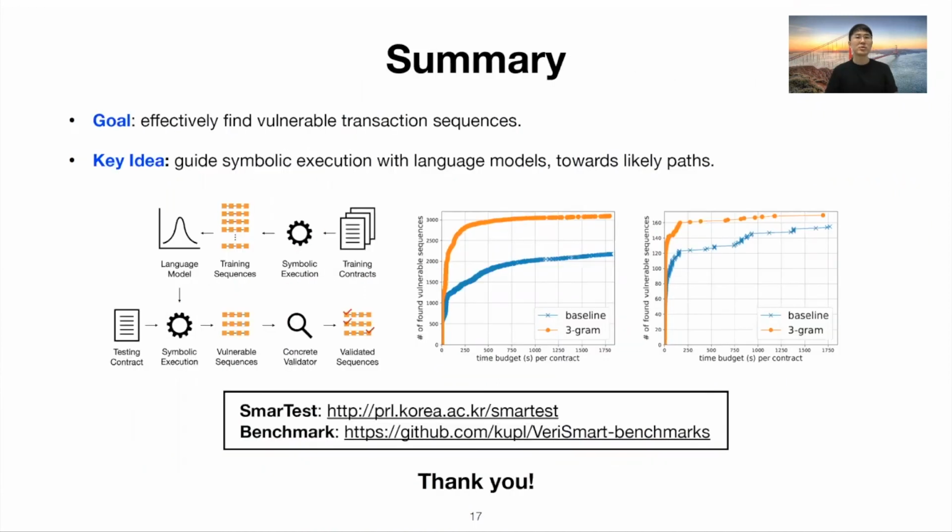To summarize my talk, I presented a new symbolic execution technique for smart contracts. Specifically, our goal is to effectively find vulnerable transaction sequences in smart contracts, which is crucial for practical smart contract analysis. The key idea is to guide a symbolic execution procedure with the language models towards paths that are likely to be vulnerable. The implementation of SmarTest and the benchmarks that we used are publicly available.